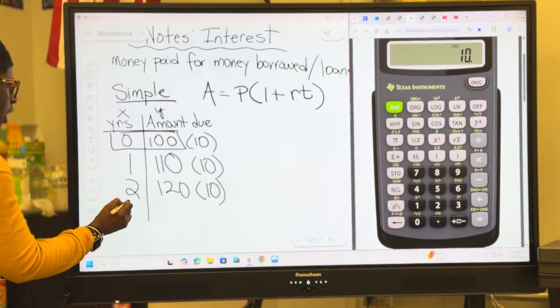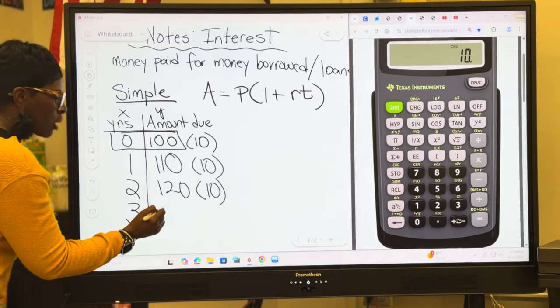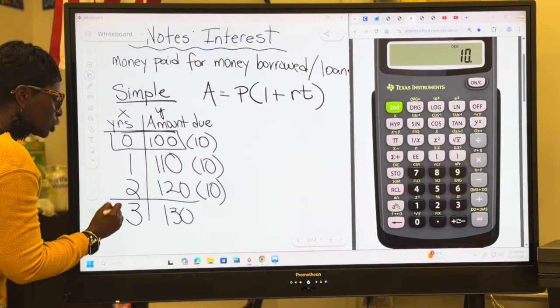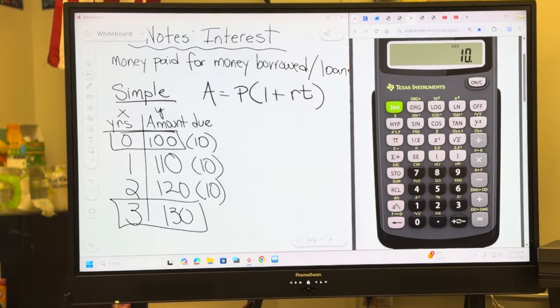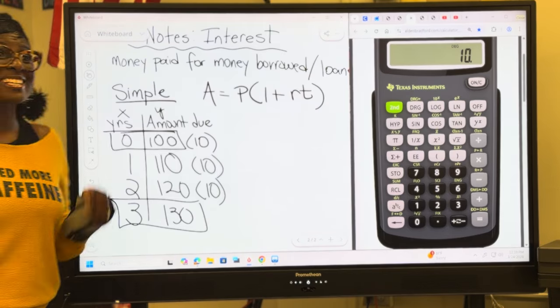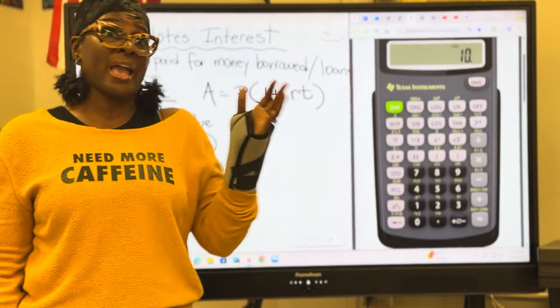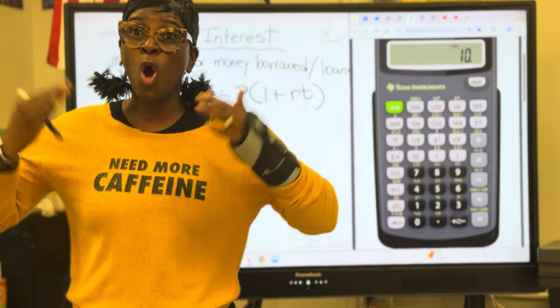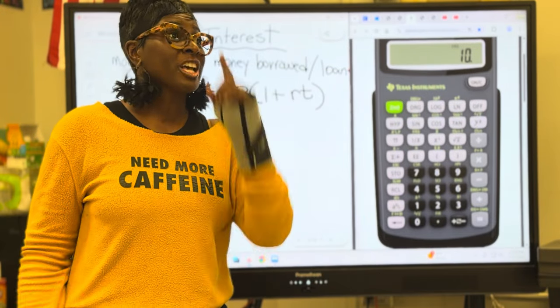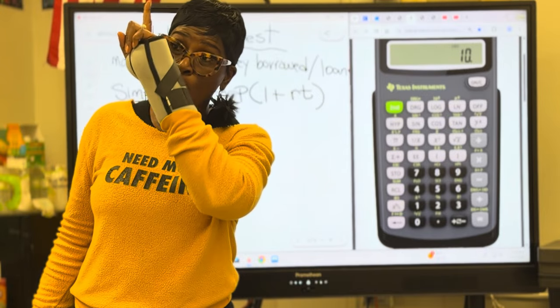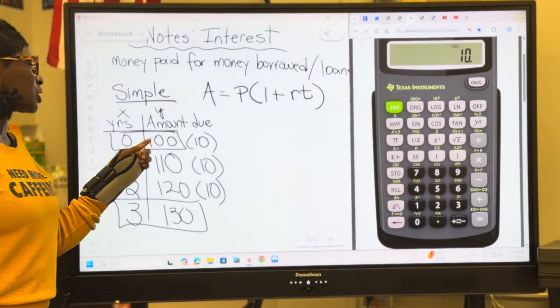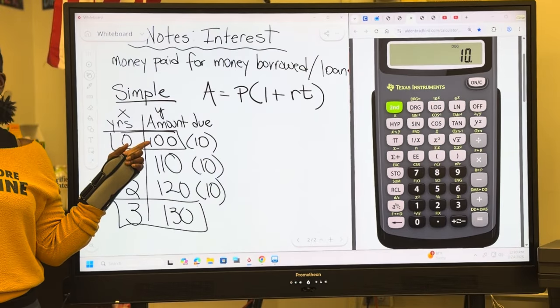Yes. So here we go. Year 3, 130. So at maturity, how much money is he going to owe me? $130. Does that make sense? Yes. This is simple interest. Simple interest says, hey, we charge you the same amount over and over and over again. Why is that? Because we are only charging you based on the initial amount that you invested or borrowed.